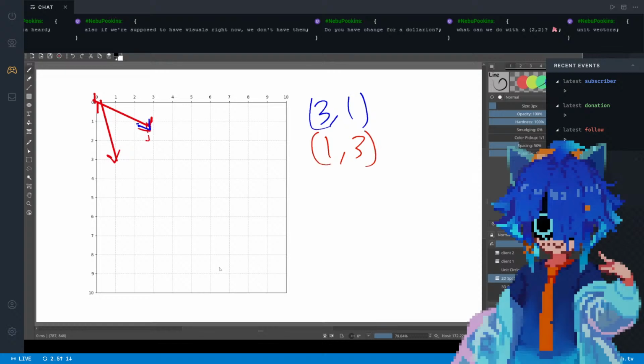So what can we do with them? Well, an immediate observation is that we can add them. If we're doing this component-wise, what does that look like? Well, we just go straight down and add the numbers. What's 3 plus 1? 4. What's 1 plus 3? 4. So this gives us the new vector 4, 4.